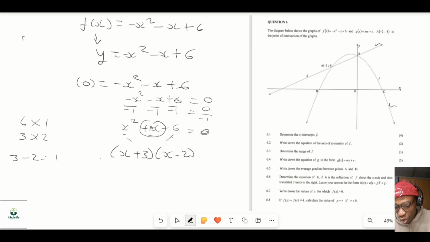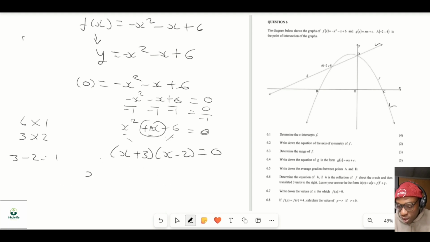minus 2). If you don't really understand factorization, I'm going to do a separate video regarding factorization. But if you understand it from your previous subjects and grades, that's great. So we're going to have x is equal to negative 3, or, let me just show you the whole step.